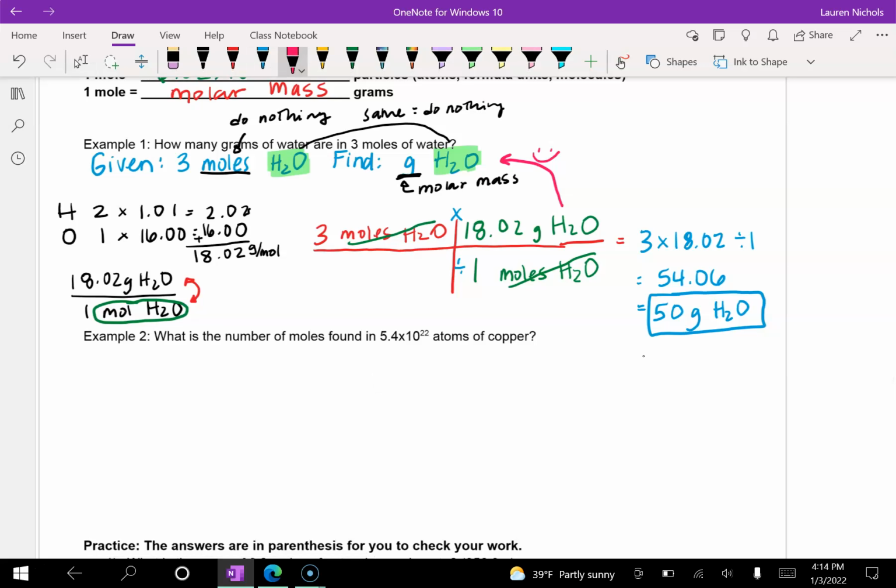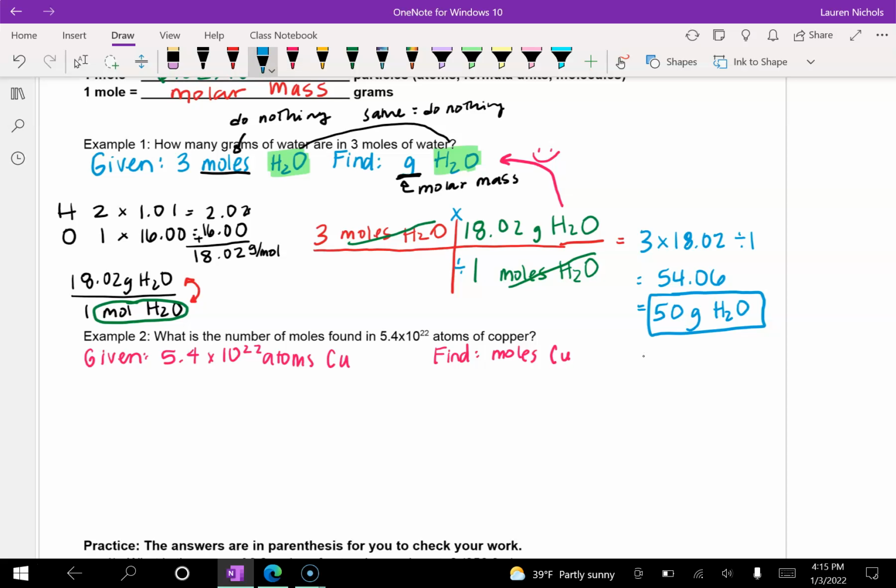Let's take a look at example number 2. Example number 2 says, what is the number of moles found in 5.4 times 10 to the 22 atoms of copper? So here, if we look at what is given to us, we have 5.4 times 10 to the 22 atoms of copper, and we are trying to find the number of moles. Because it doesn't specify what chemical, we're going to assume that it's the same. So it's going to be moles of copper.